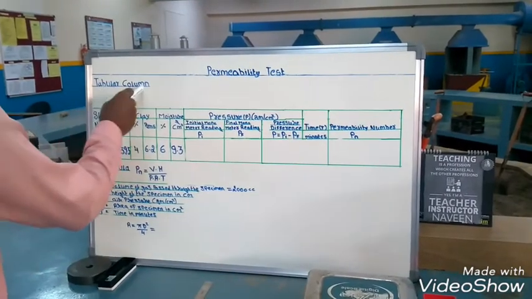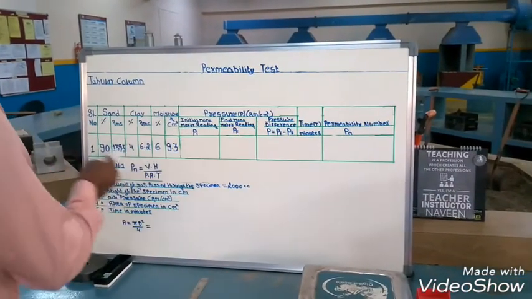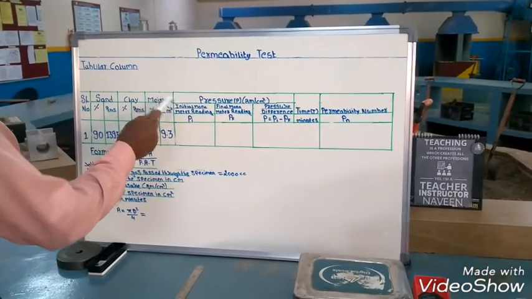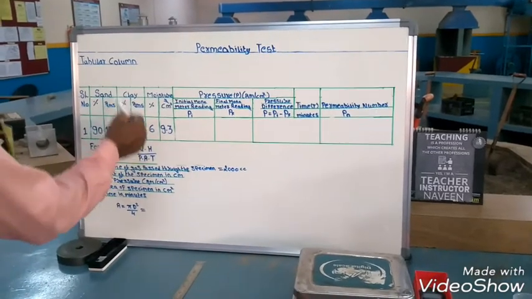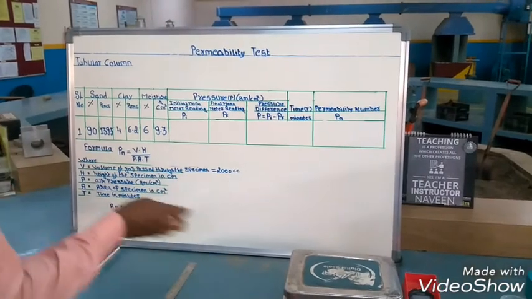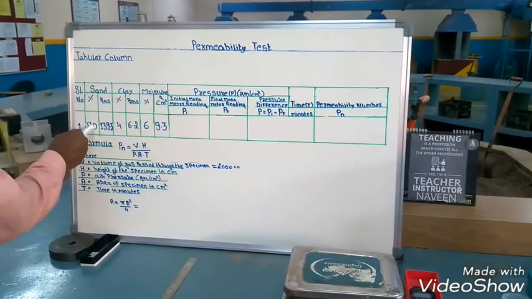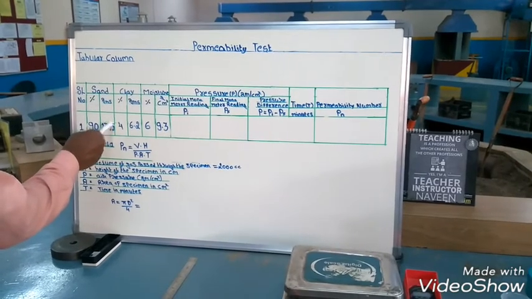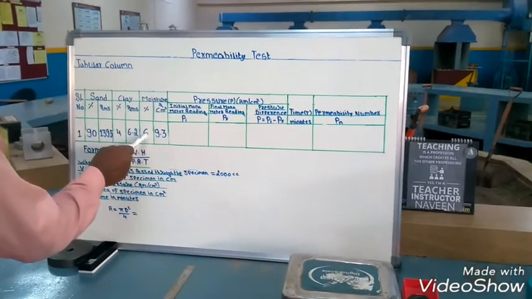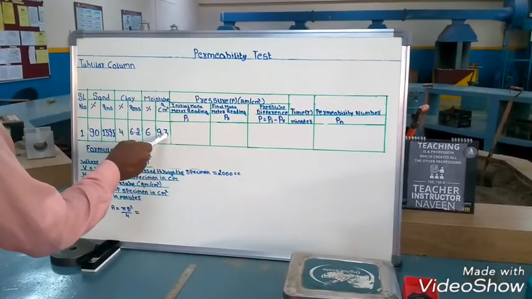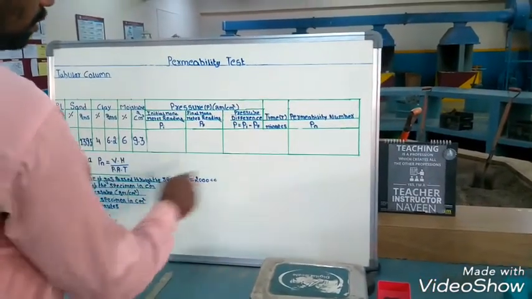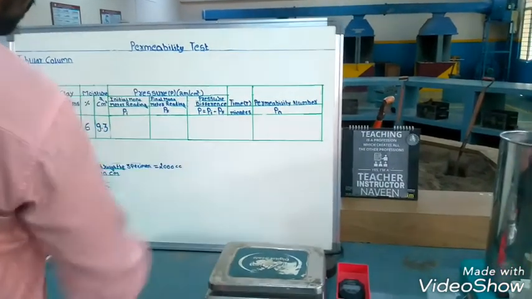For that, we have written the tabular column for the permeability test: sand, clay, moisture. When we are preparing the specimen, as standard we want to take the sand weight, clay weight and moisture. Totally it should come to 155 grams. So 90% sand is 139.5 grams, clay is 4%, which is 6.2 grams, moisture is 6%, 9.3 ml. Now we want to find out the initial pressure, final pressure, pressure difference and permeability number.